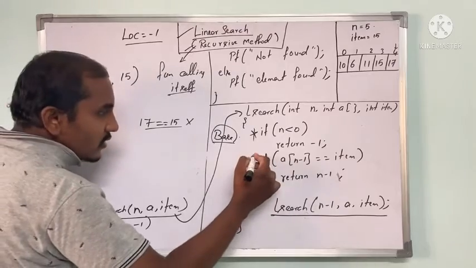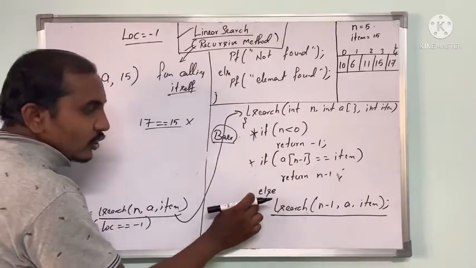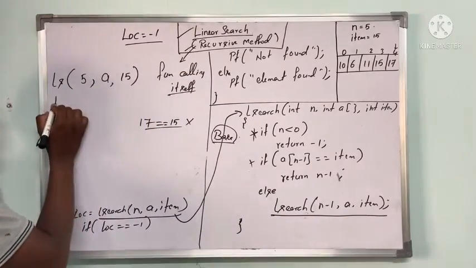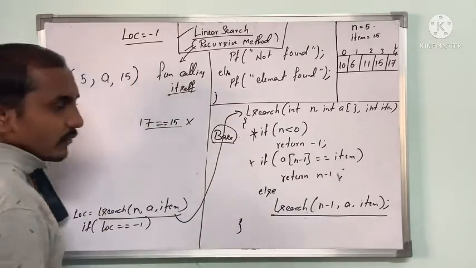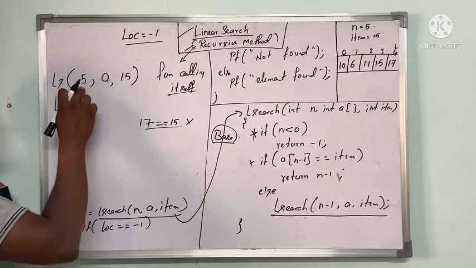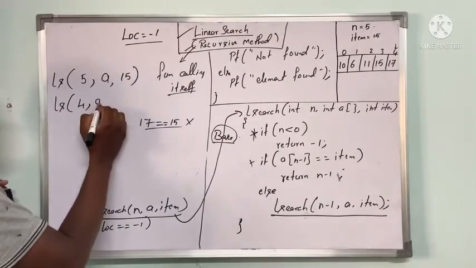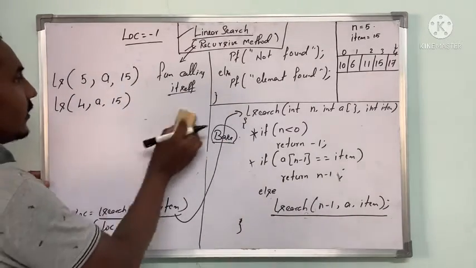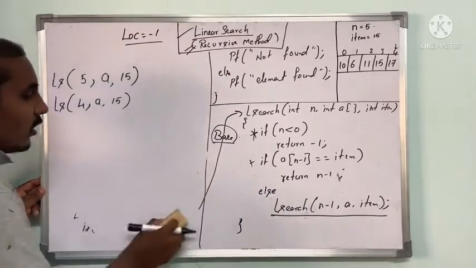If this is false, this will not be executed. That is, the return statement will not be executed. We'll go to the else part and this statement will be executed. That is, we're going to call this function again. This function will be called again with different values. What are the different values? N value changed to n minus 1. That is, instead of 5, it will change to 4. And the array elements will be the same. The element I want to search will be 15. That will be the same. Once this happens, this function will be called again.